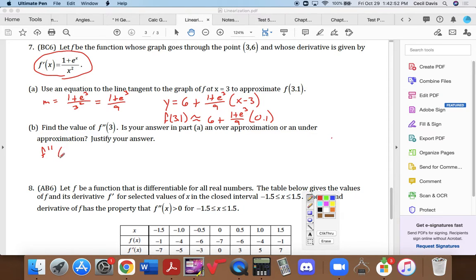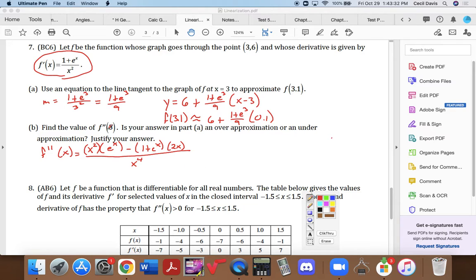To find f double prime of x, we're going to need to use the quotient rule. So that'll be x squared times the derivative of the numerator, which is just e to the x, minus the numerator, 1 plus e to the x, times the derivative of the denominator, which is 2x, all over x squared squared, so x to the fourth. There's very little to be gained by trying to simplify this because it just asks us for the value.